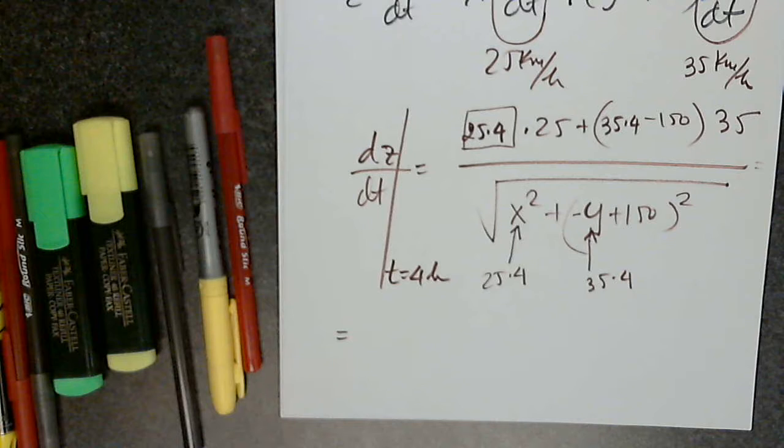25 times 4 is 100, and 100 times 25 is 2500, just to minimize the number of parentheses that I have to use. Plus, in parentheses, 35 times 4, although I know it's, what is it, 140, right? Minus 150. Close the parenthesis and multiply by 35.